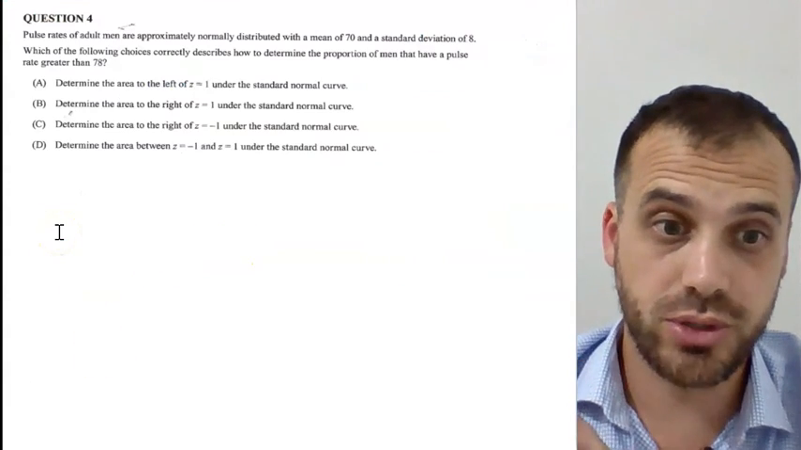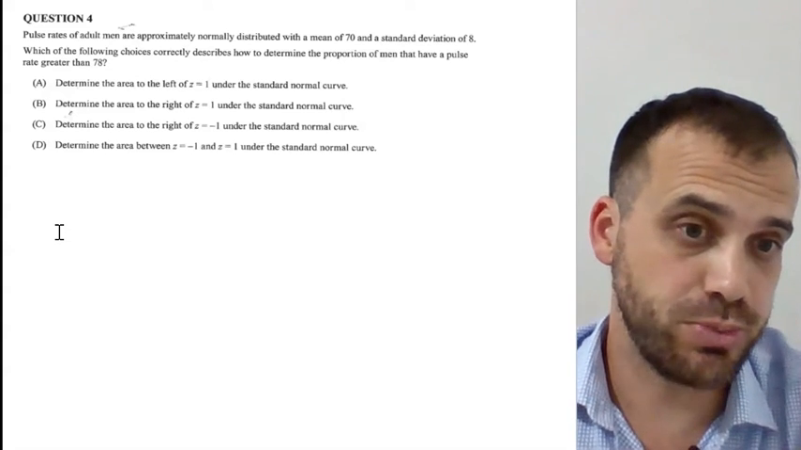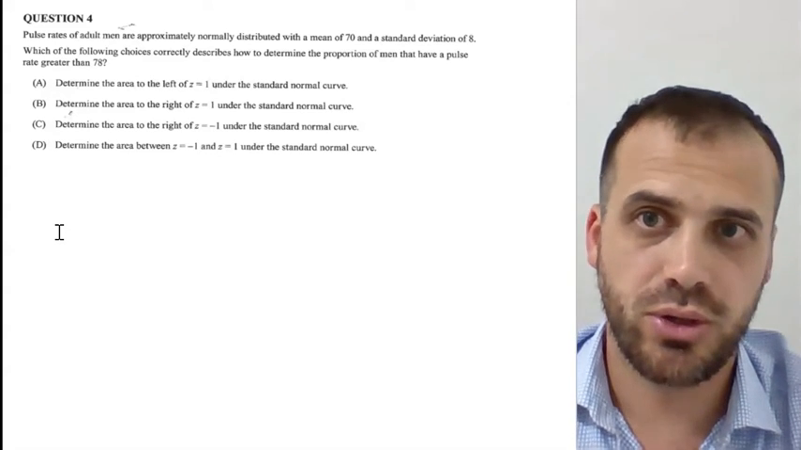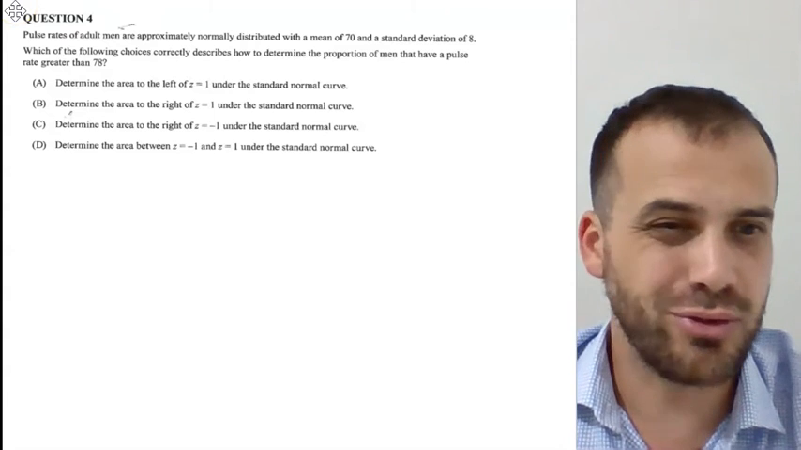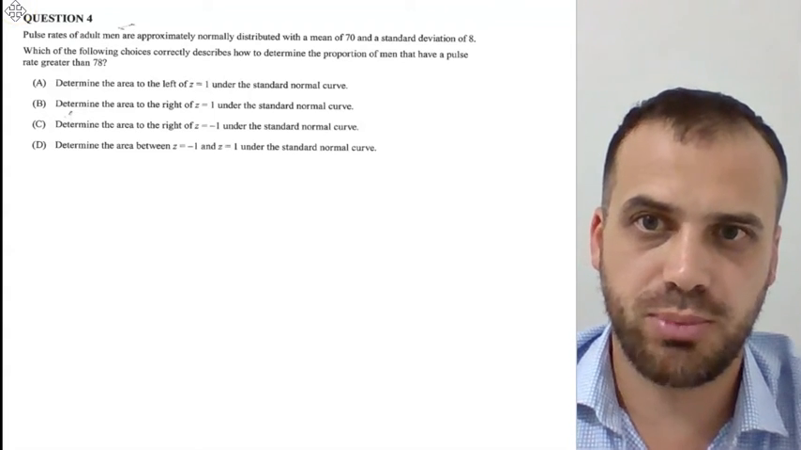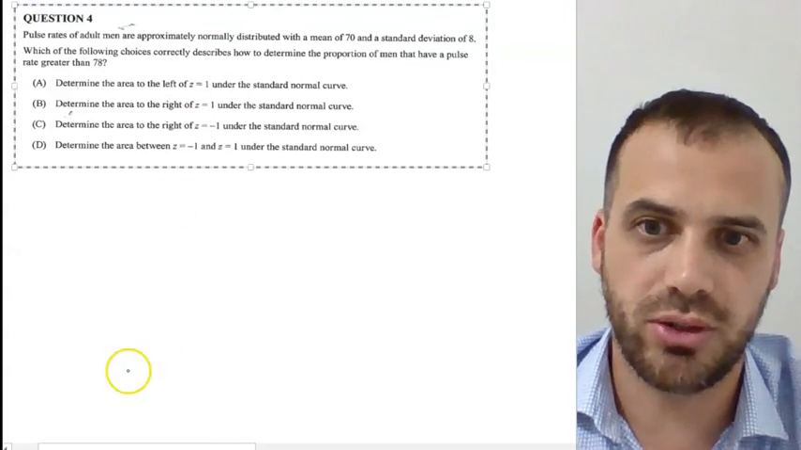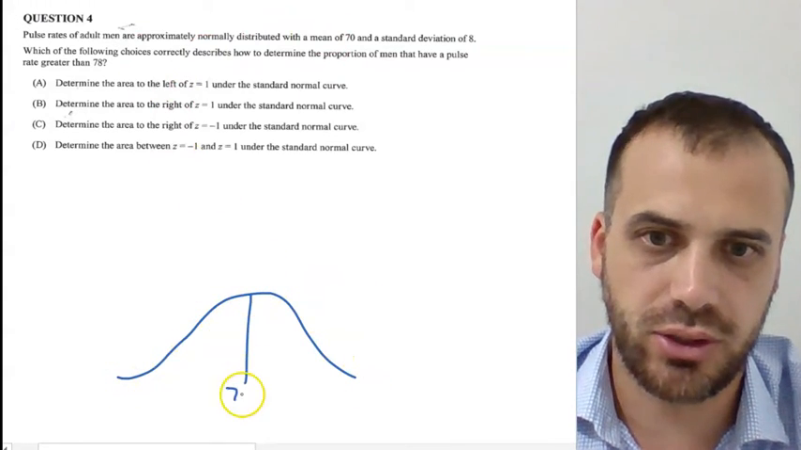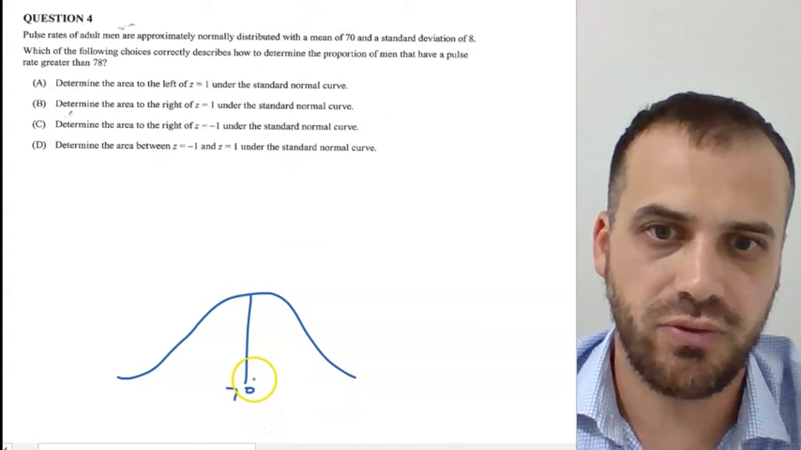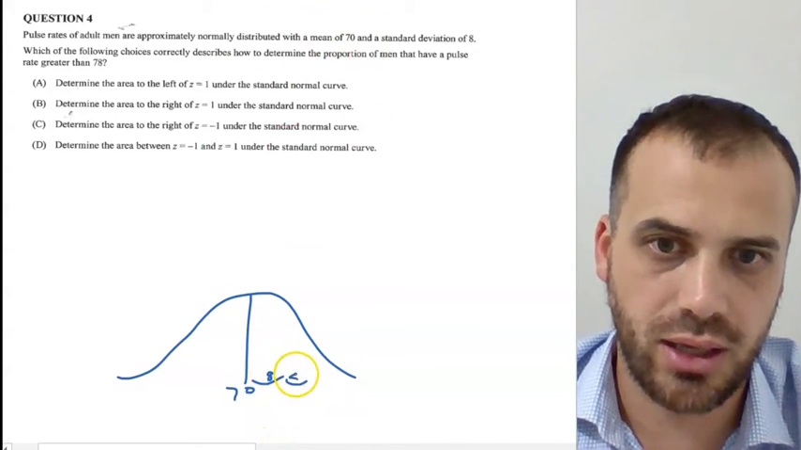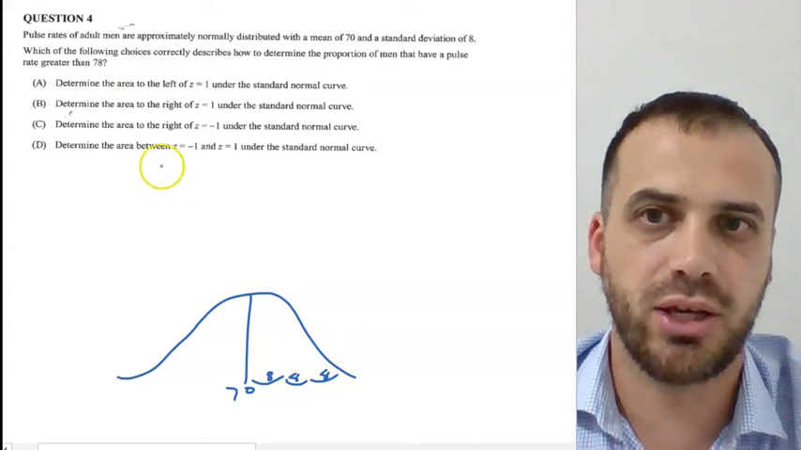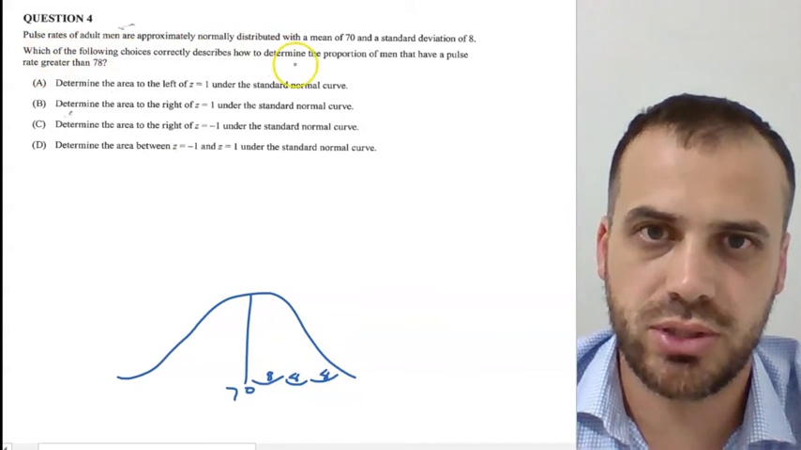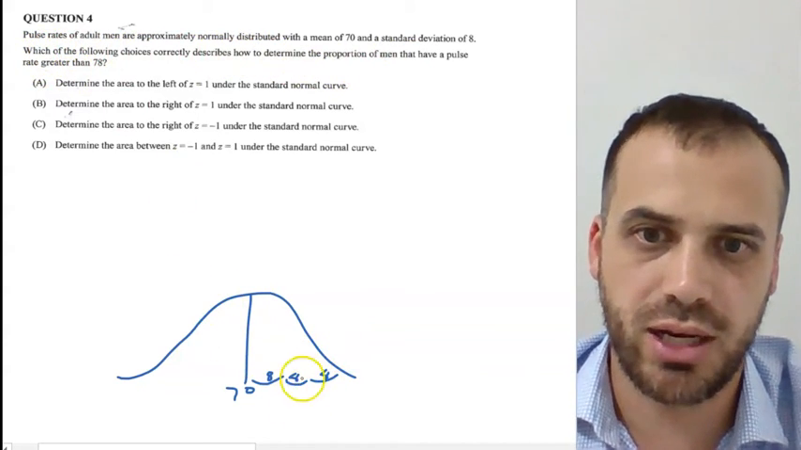You can see lots of words on the page. This is a multiple choice question. It's supposed to only take you 90 seconds. So you need to think and read at the same time. So it says blah blah pulse rates, normally distributed. All right, so I'm looking at a normal distribution. Mean of 70. All right, good. Standard deviation of 8. Okay, maybe that helps me out. Which of the following choices describes blah, blah, blah, pulse rate greater than 78?